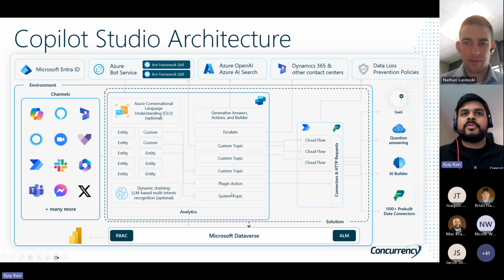So it comes with a lot of additional logic as well. And in addition to that, you can trigger various connectors, like 1100 plus pre-built connectors that are already available. You can either use those or create custom connectors, or you can also use Power Automate in order to fetch data from an external system like Dynamics 365 or SAP and all those things.